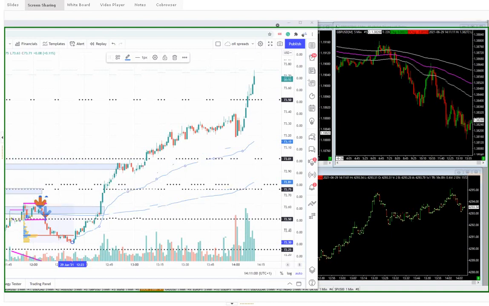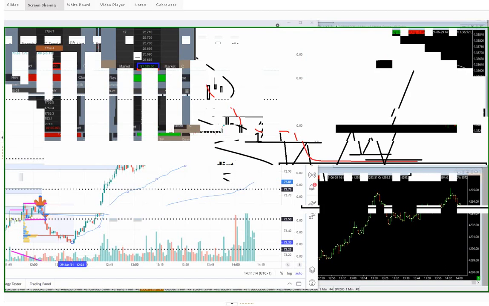So you can see how the trade has evolved since then. I've just taken another quick screenshot there so that I can show you what the evolution of that trade looks like.